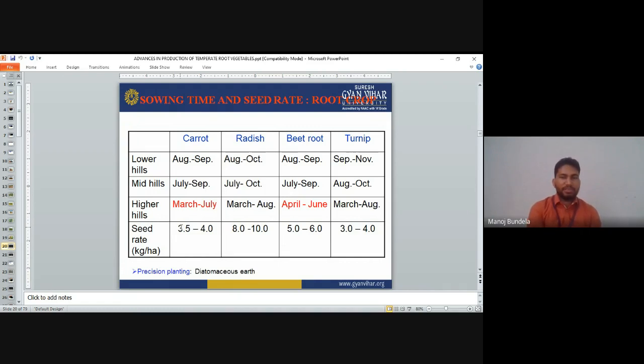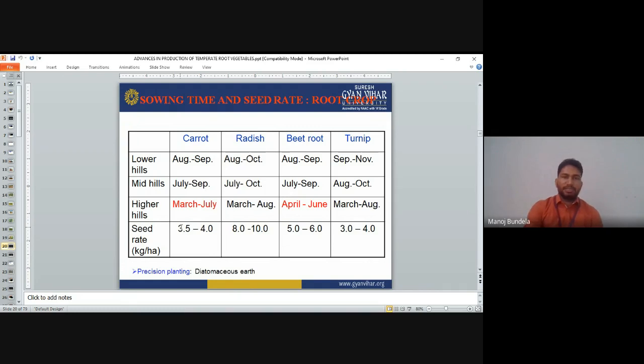Beetroot, the seed rate is less, 5 to 6 kg. Radish 8 to 10 kg. Carrot 3.5 to 4 kg. And turnip is lowest, 3 to 4 kg. For turnip, the sowing time in lower hills is September to November. In mid hills, August to October. In higher hills, March to August. And the seed rate is 3 to 4 kg per hectare.